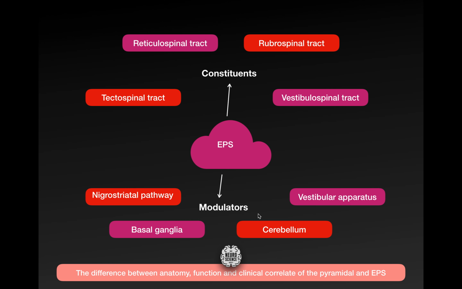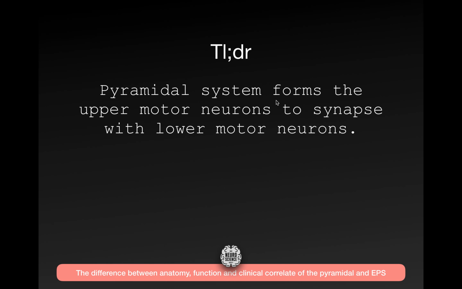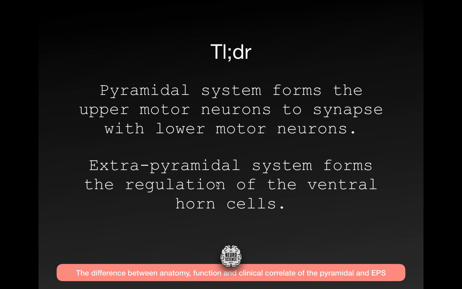So it's the other stuff in our body that aren't those upper motor neurons that are helping you with balance, basically. The TLDR of this is that the pyramidal system forms the upper motor neurons to synapse with lower motor neurons, but the extrapyramidal system forms the regulation of those lower motor neurons, or ventral horn cells as they're also called.